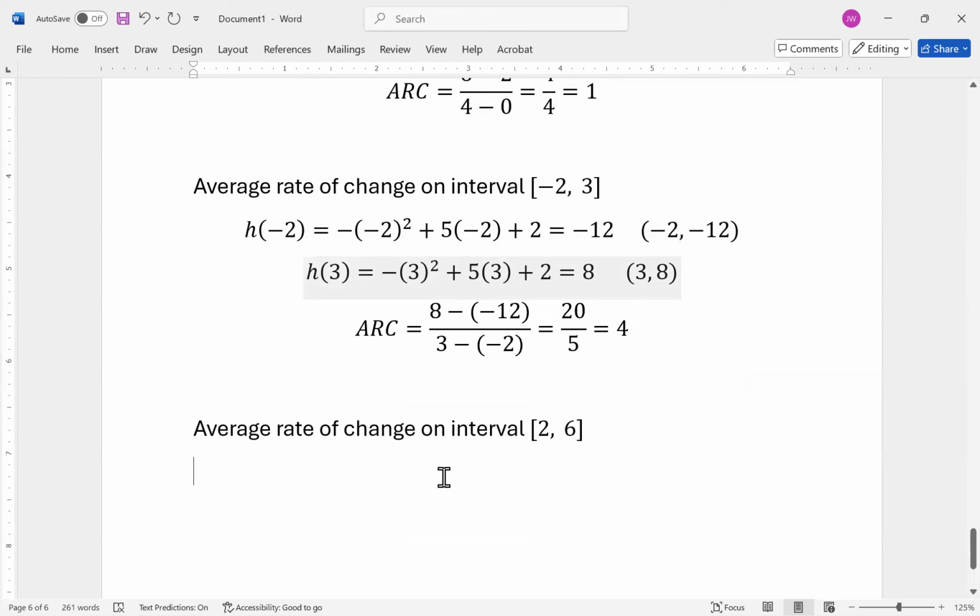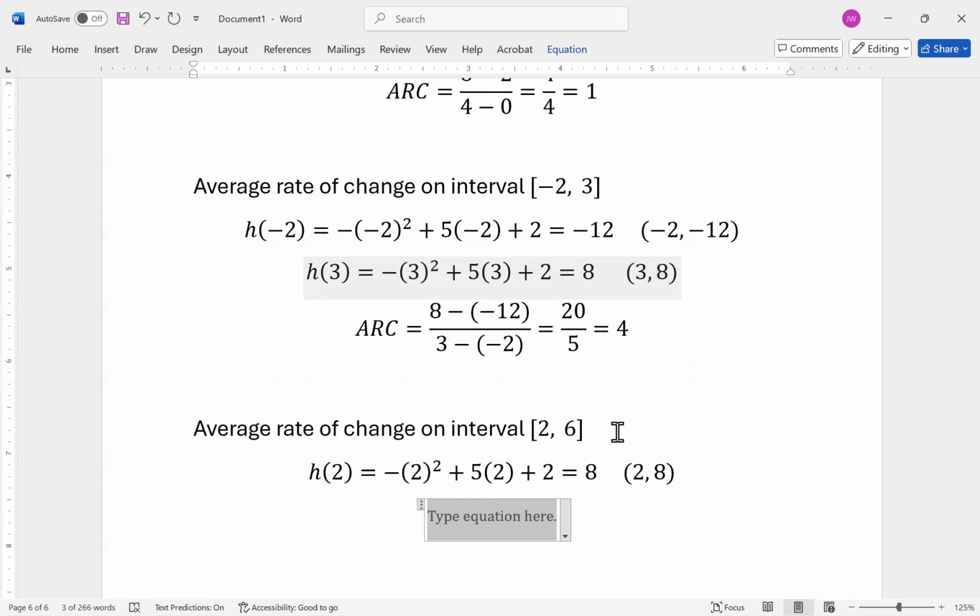Let's do this last one. Plug in a 2 into the function h. That becomes negative 2 squared plus 5 times 2 plus 2. When I calculate that, that's -4 plus 10 plus 2, which is a +8. We know we go through the point 2, 8.